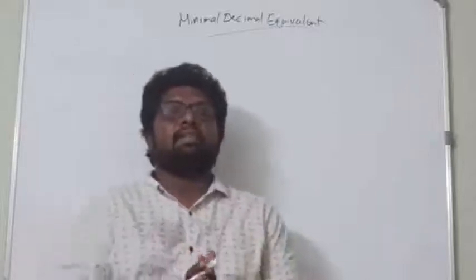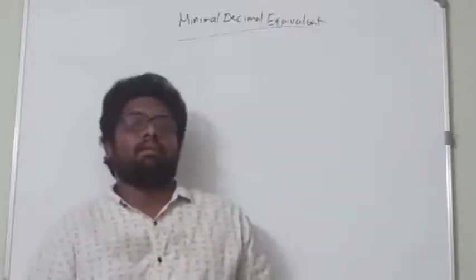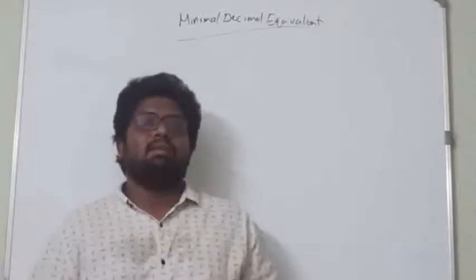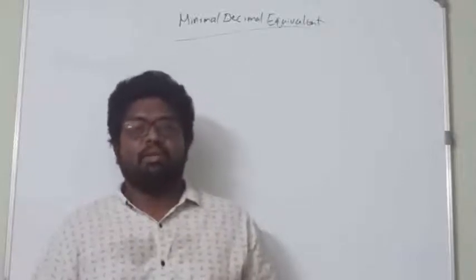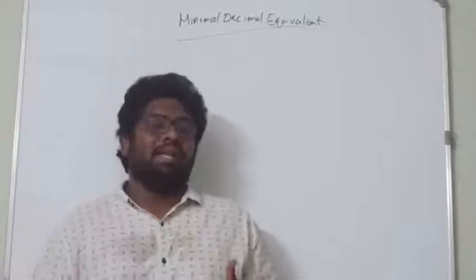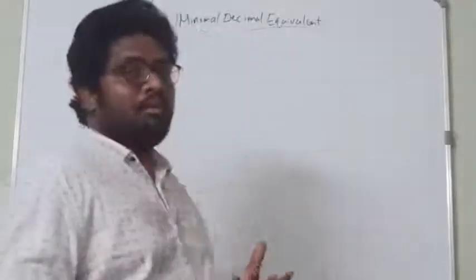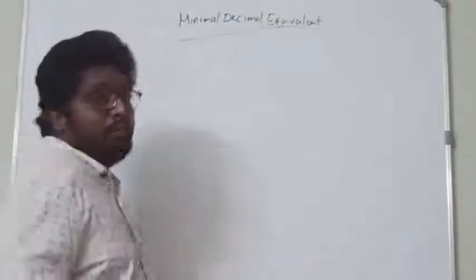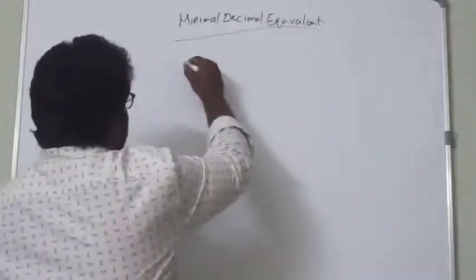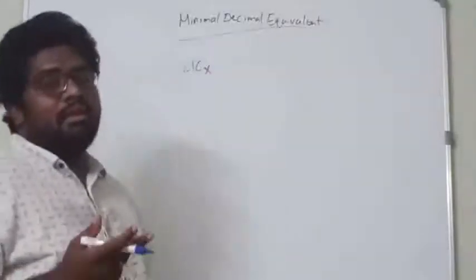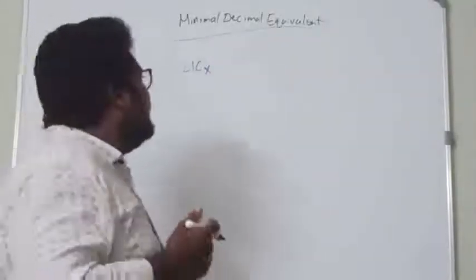Well, our next topic is the minimum decimal equivalent. In this minimum decimal equivalent, we have to find the decimal equivalent of any number which is given without any base. Now let us take one example to find the minimum decimal equivalent, that is 21C.